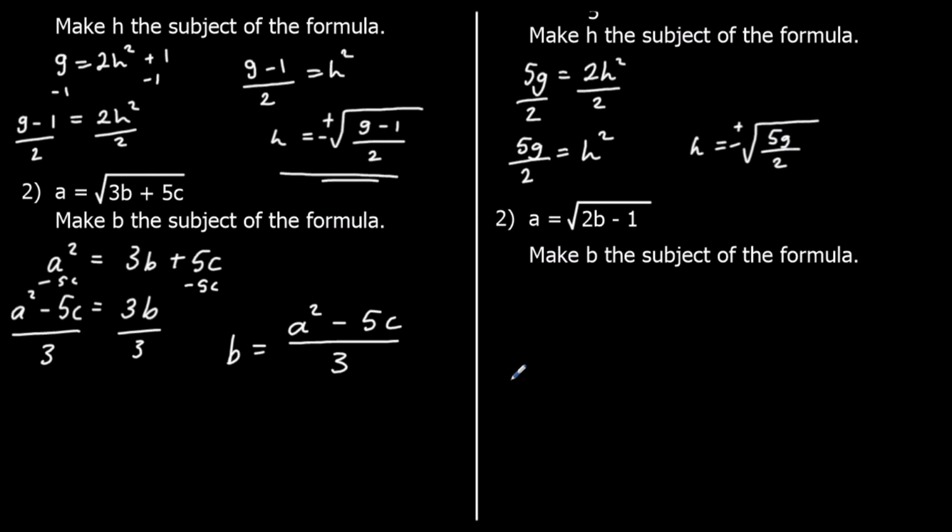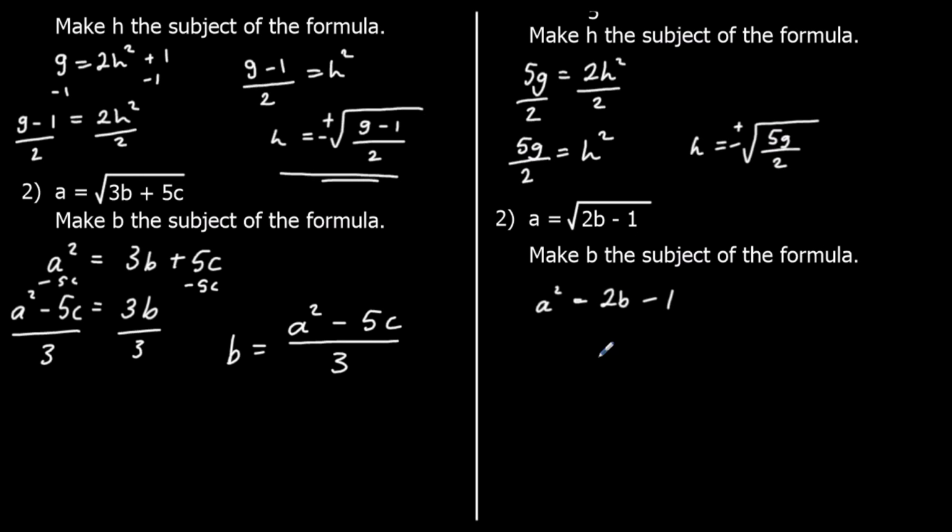And the last one, a equals the square root of 2b minus 1. We'll get rid of the square root first by squaring both sides. The opposite of square rooting is squaring. So a squared equals 2b minus 1.